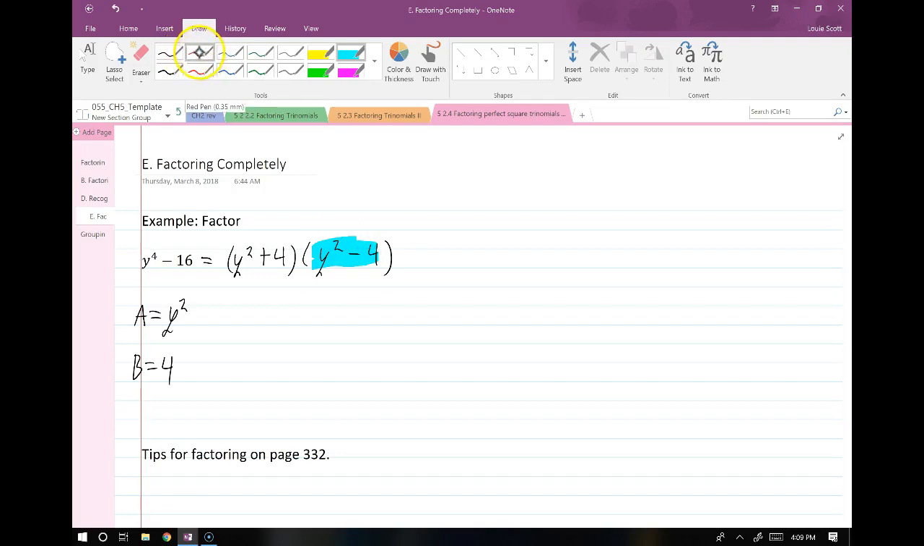Right? And so now my new a is equal to y, and my new b, that's equal to 2. So the first factor stays the same, y squared plus 4, because that's prime. And then the second factor is what we split up here. So now that gives me y plus 2, y minus 2. And that's how you break that up.